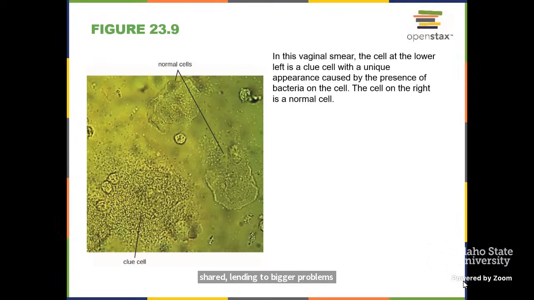So here we've got a vaginal smear, and we're looking at a couple of cells right here that are normal epithelial cells, and then down below we've got one that we call a clue cell. Technically, it's some epithelial cells, but they are covered in bacteria. And pretty sure Gardnerella vaginalis is the bacterium that gives us this result when we look at these smears.